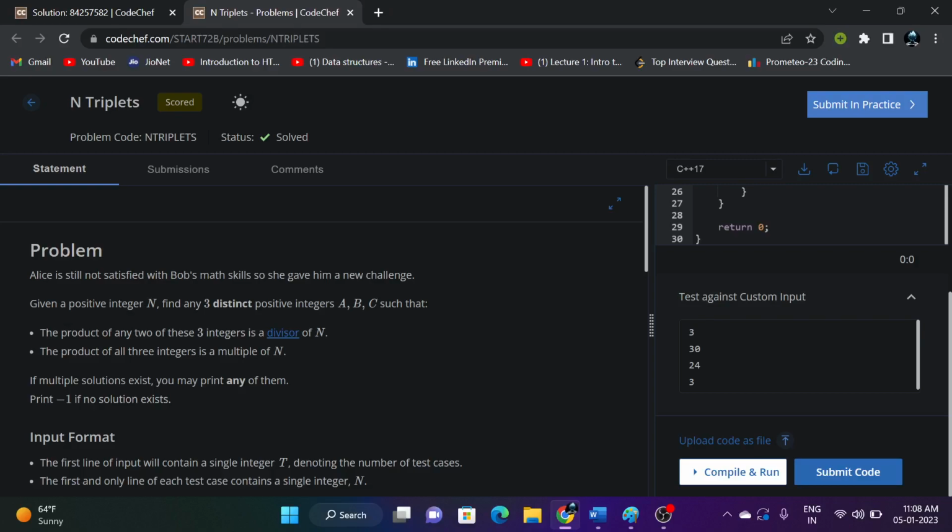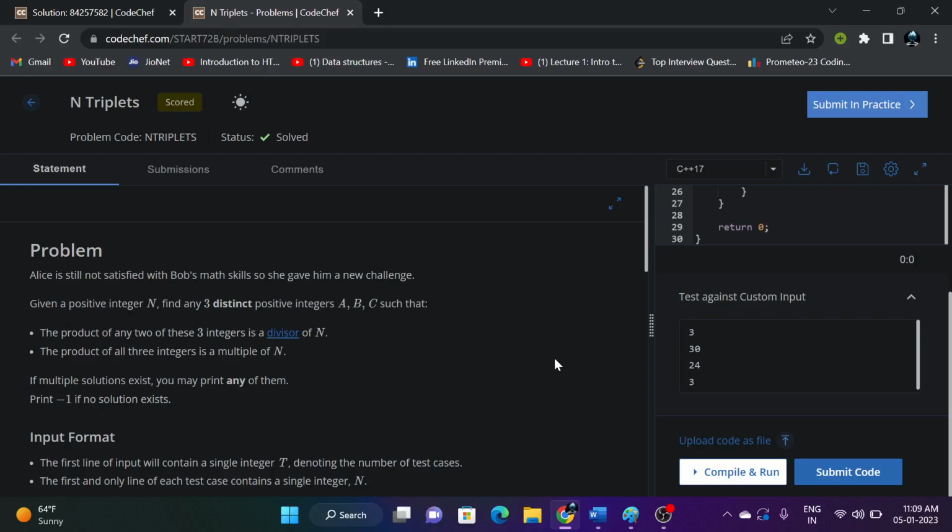So we are given an integer n and we have to find a, b, c which are distinct and positive such that the product a into b into c is n and the product of any two of these is a factor of n. That is, a into b is a factor of n, b into c is a factor of n, and a into c is a factor of n.